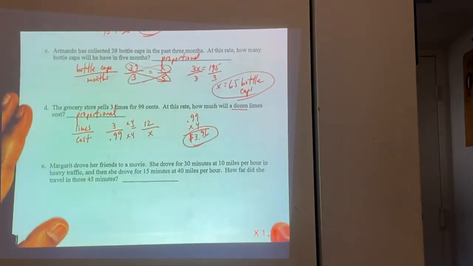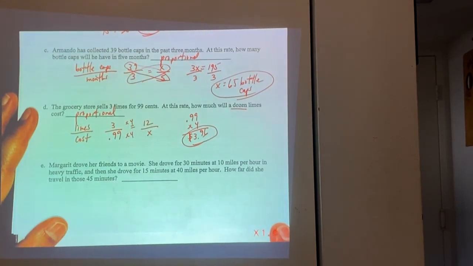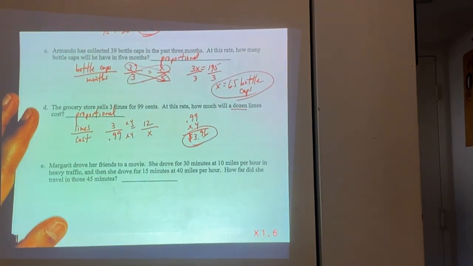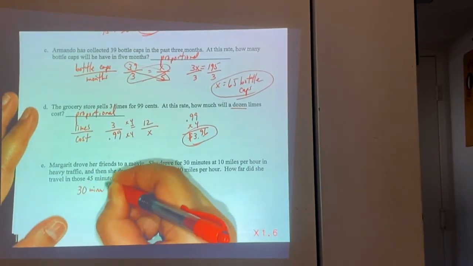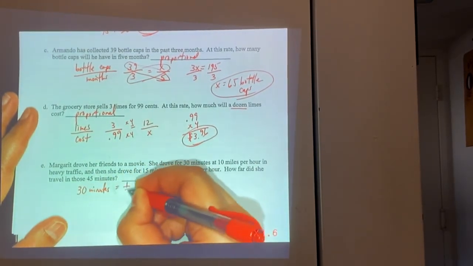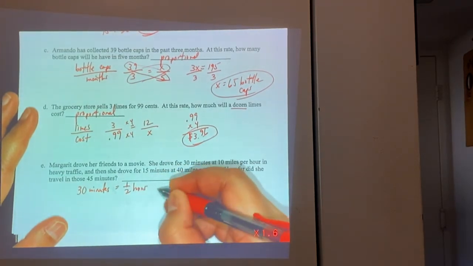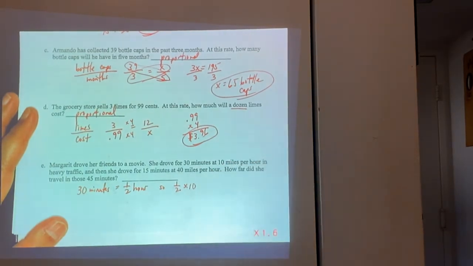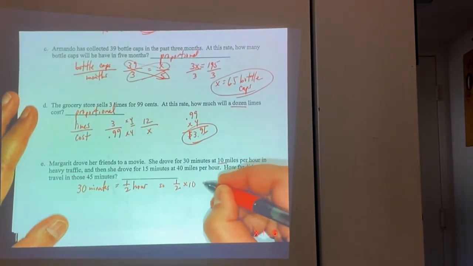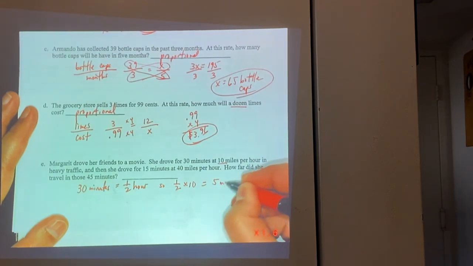Margaret drove her friends to a movie. She drove for 30 minutes at 10 miles an hour in heavy traffic. Then she drove for 15 minutes at 40 miles per hour. How far did she travel in those 45 minutes? Okay, so let's do this. 30 minutes equals half an hour. Okay, so half an hour times 10 miles an hour. She only drove 5 miles. Whoa, I would be crying.